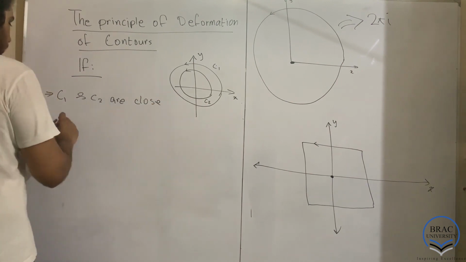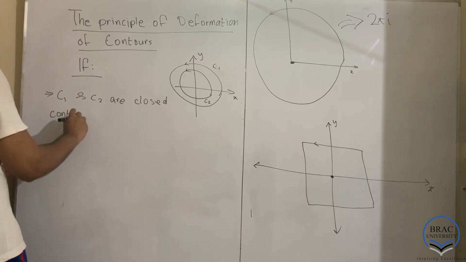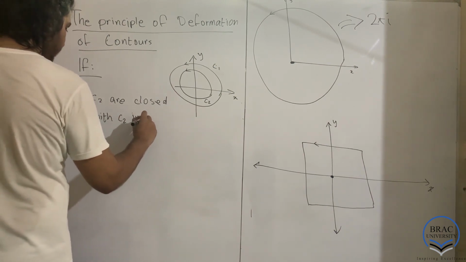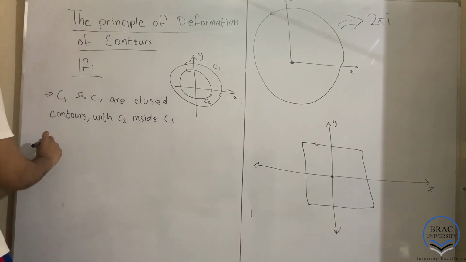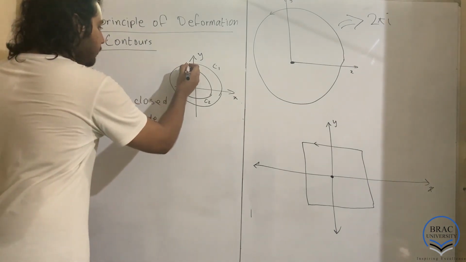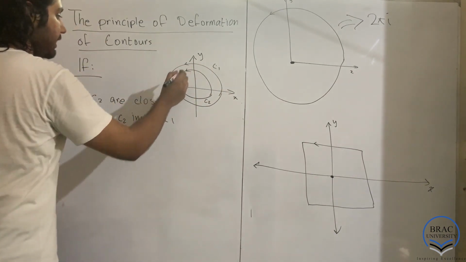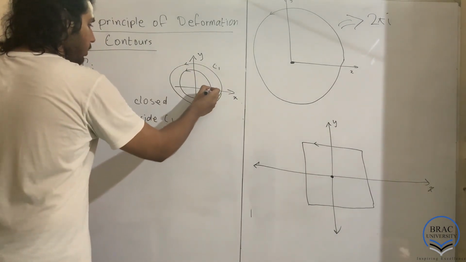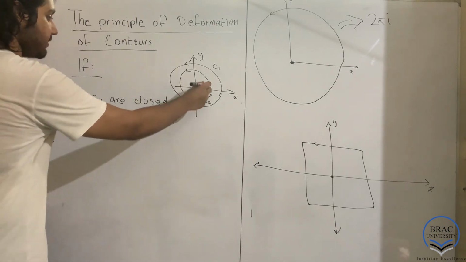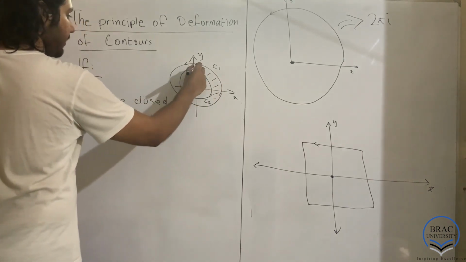closed contours with C2 completely inside C1, and a very important fact, the function f of z is analytic on the contour C1, as in on this line, the edges of this contour, and it's analytic in this region inside.